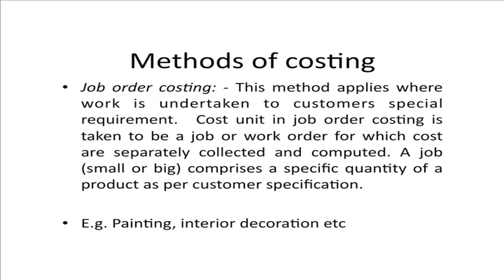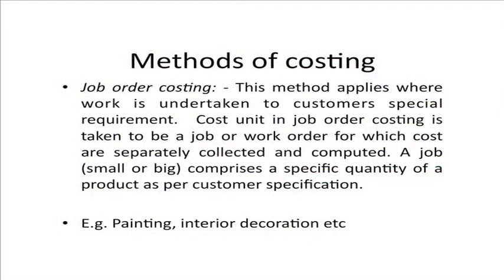So, here we can analyze that job order costing is a customer specific requirement costing, where something is being done on the instruction and specification of the customer. Whether it is a big job or small job, it will comprise some quantity of product, so that we can understand that this cost unit is being assigned for that particular job and cost is allocated to that cost unit.